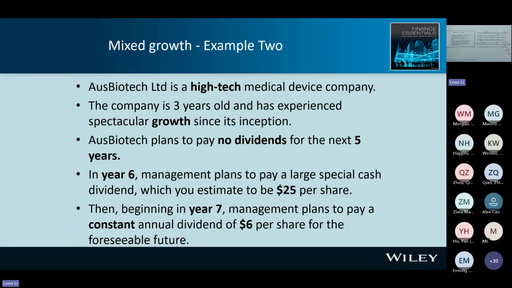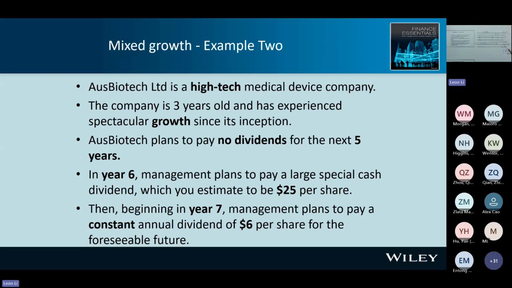So when I do this question, P0 will be the present value of D6, the dividend at year 6, plus the present value of P6, because after year 7, we have a constant dividend. Then I can use the DGM model to calculate P6. So P6 will be D7 over R minus G, right? Again, you can see P6 versus D7 in our DGM model.